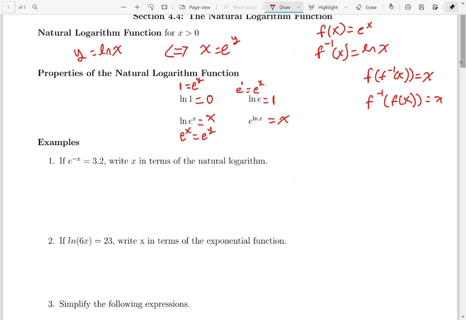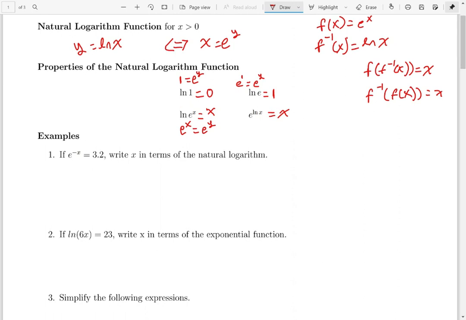Alright, so now we want to use our official definition up there, that is y being equal to the natural log of x is exactly the same as x is equal to e to the y. And that double-sided arrow is usually called if and only if. It just means that they are absolutely equivalent. So if I have e to the negative x is equal to 3.2 and they want us to write x in terms of the natural log, recall that y equal to the natural log of x can be rewritten as x is equal to e raised to the y.